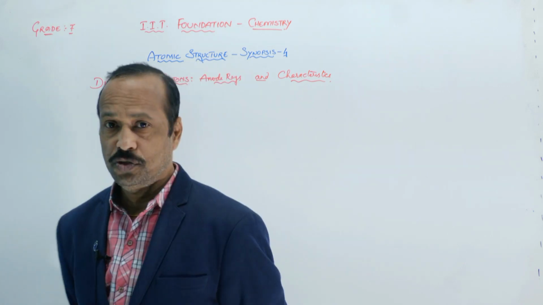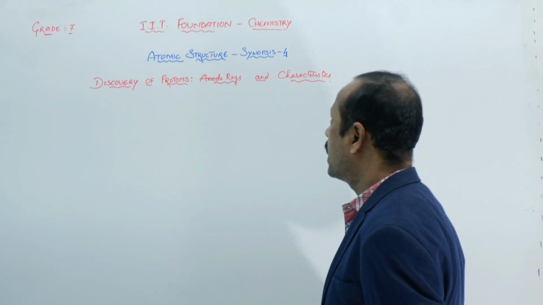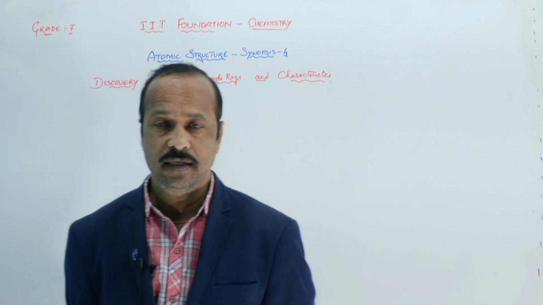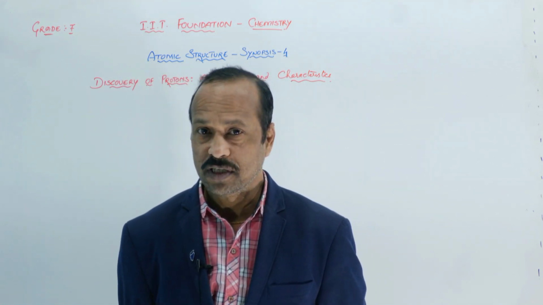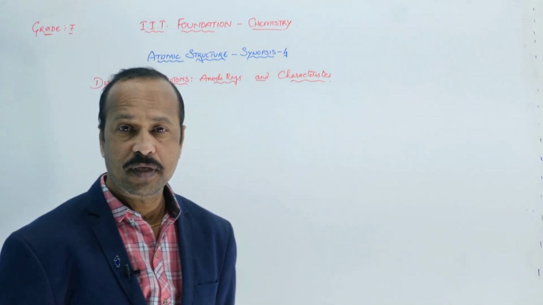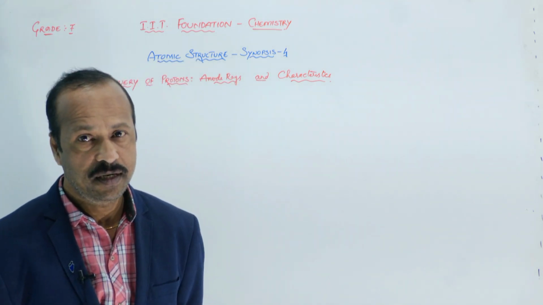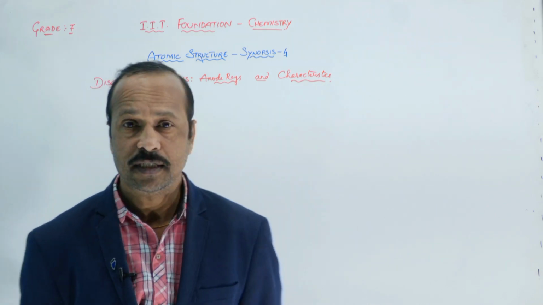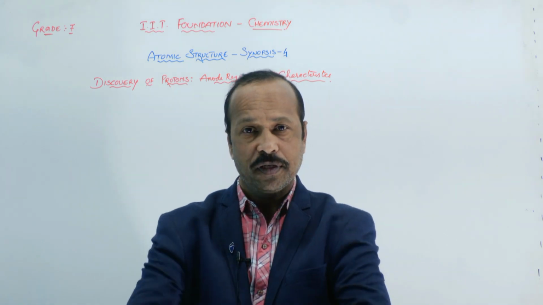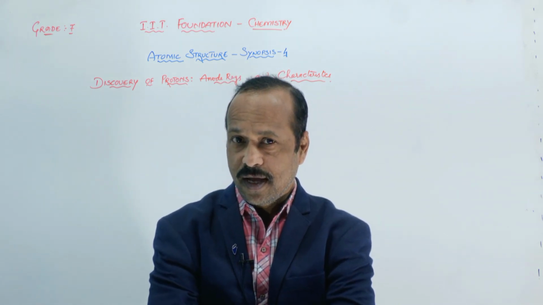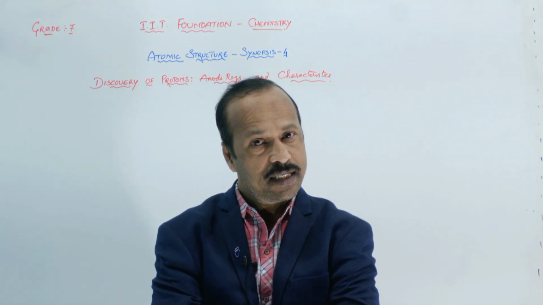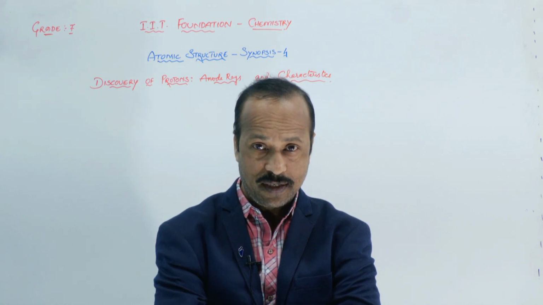Mohan. Students, under the IIT Foundation chemistry for grade 7, we have already started a topic called atomic structure. In that atomic structure, we have completed up to 3 synopses. Today, we are going to discuss the 4th synopsis. Before going to the 4th synopsis, let us briefly see the 3rd synopsis, what you have learned.